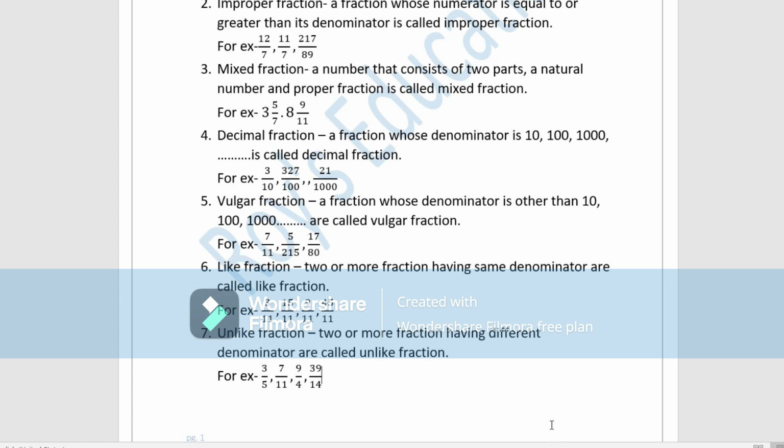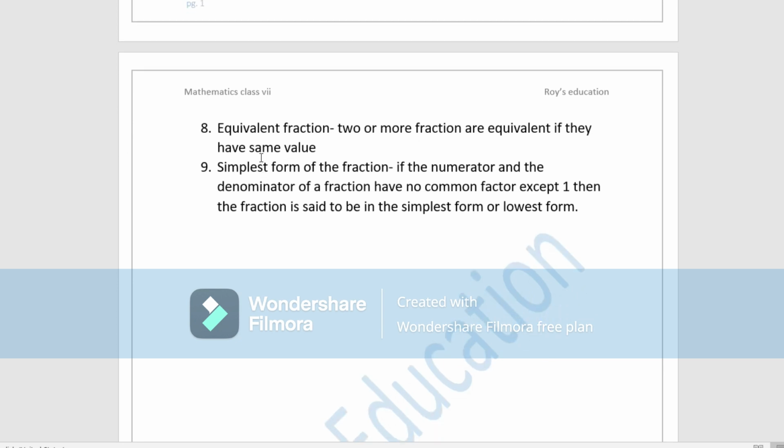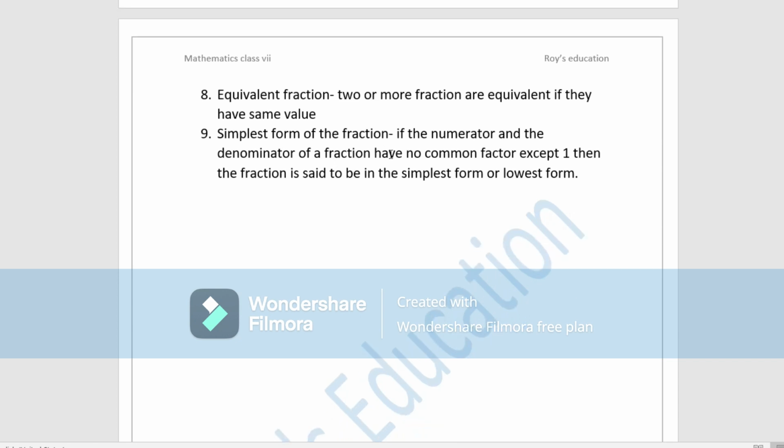Okay, so next, point number 8, we see equivalent fraction. What is an equivalent fraction? Two or more fractions are equivalent if they have the same value. If the fractions have the same value, then we can tell it's an equivalent fraction. Next, simplest form of the fraction. If the numerator and the denominator of the fraction have no common factor except 1, then the fraction is said to be in the simplest form or in the lowest form.